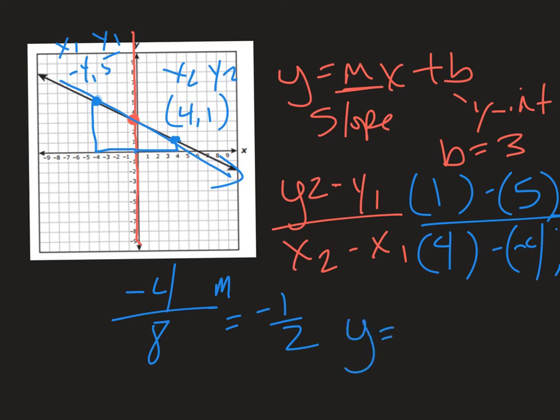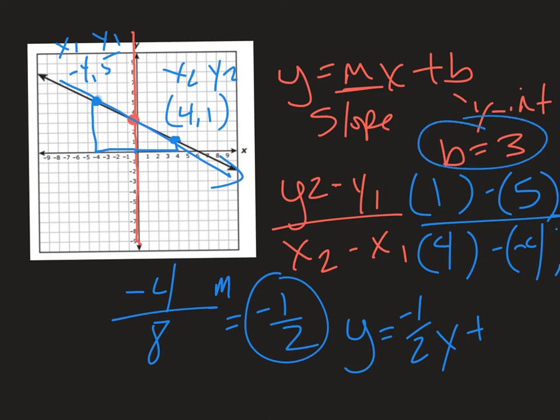Y equals m is going to be our -1/2 x plus our y-intercept of 3. All right, guys, there it is. That's how you write a linear equation in slope-intercept form from a graph.